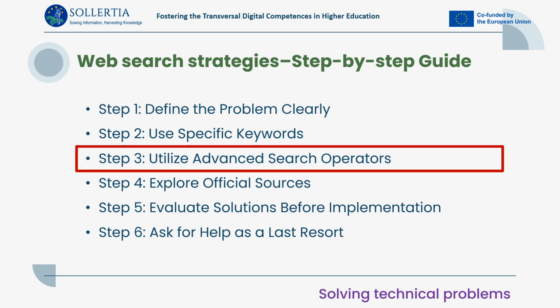In step 3, you should utilize advanced search operators to refine your search results. For example, you can use quotation marks to search for exact phrases. The site operator allows you to search for results from a specific website, and filetype to find results of a particular file type, like PDF, that may contain troubleshooting guides or manuals.